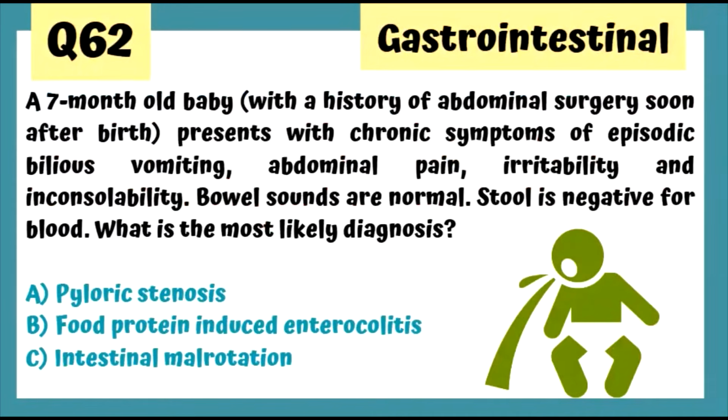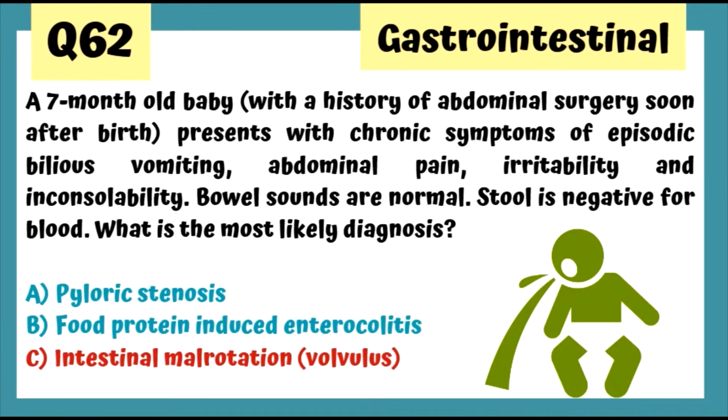Question 62. A 7-month-old baby with a history of abdominal surgery soon after birth presents with chronic symptoms of episodic bilious vomiting, abdominal pain, irritability, and inconsolability. Bowel sounds are normal. Stool is negative for blood. What is the most likely diagnosis? So here, he's vomiting a lot, he has abdominal pain, and he's in a really bad mood.